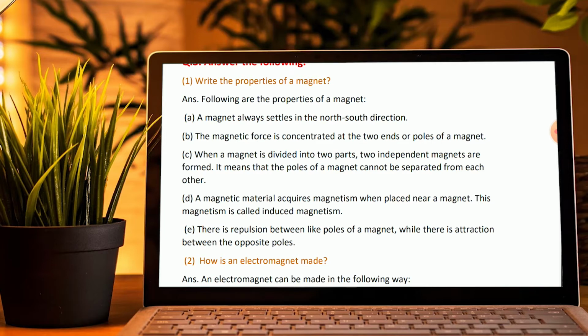D. A magnetic material acquires magnetism when placed near a magnet. This magnetism is called induced magnetism. E. There is repulsion between like poles of a magnet, while there is attraction between the opposite poles.